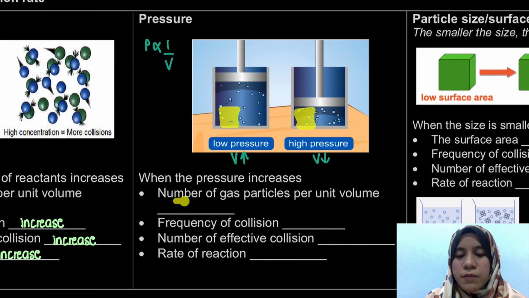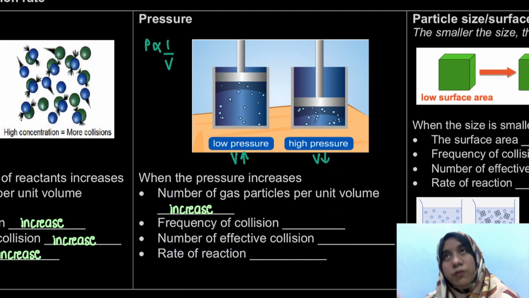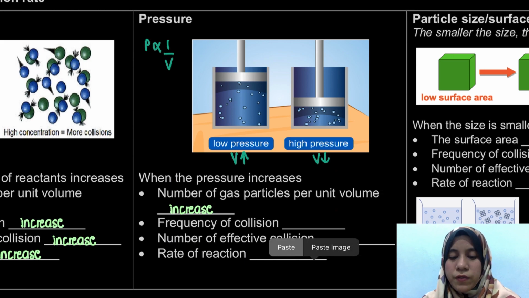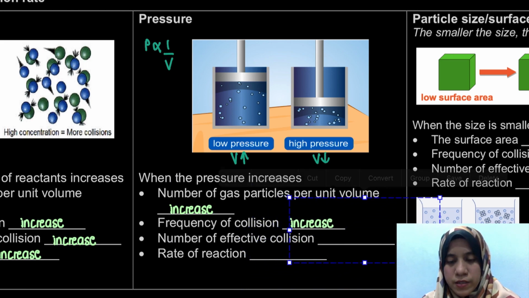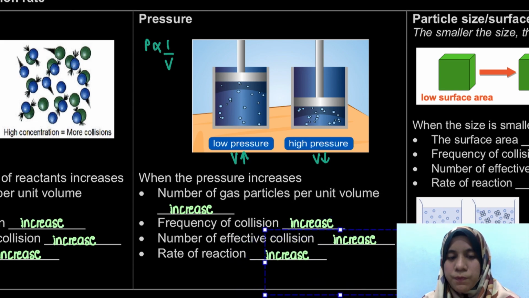Okay, so we can see the number of gas particles per unit volume increases. The number of gas particles per unit volume increases. So what will happen? The frequency of collision increases, effective collision increases, and hence the rate of reaction increases. Okay, so that is for pressure.